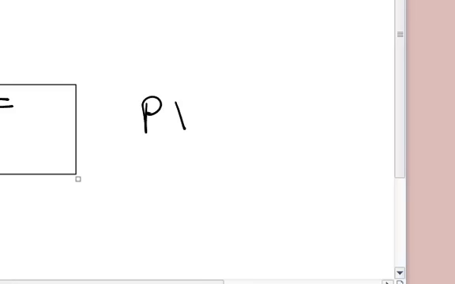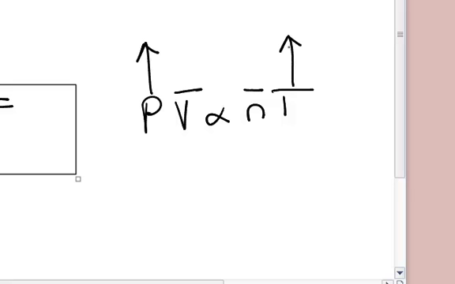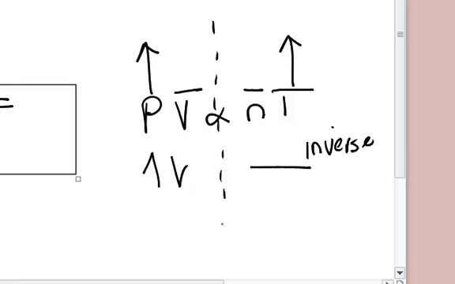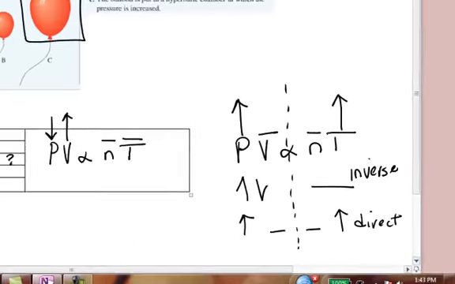If we were looking at P and T with volume and amount constant, if pressure went up, we would expect temperature to go up. So you can look at this as a fence. If both of your variables that are changing are on the same side, this is an inverse relationship. If the variables that are changing are on opposite sides, it will be a direct relationship.